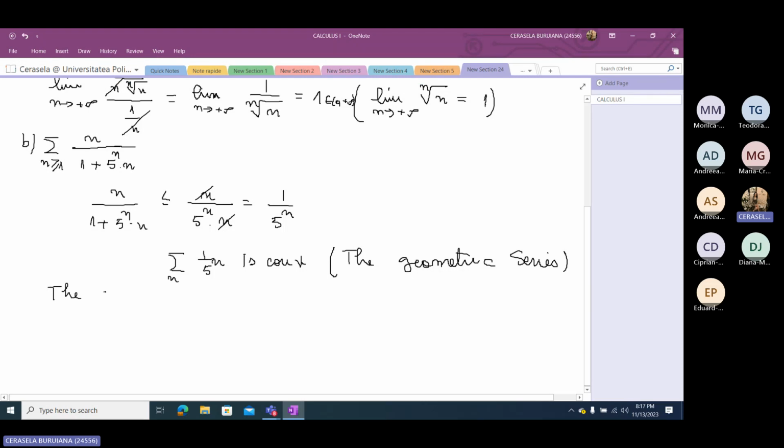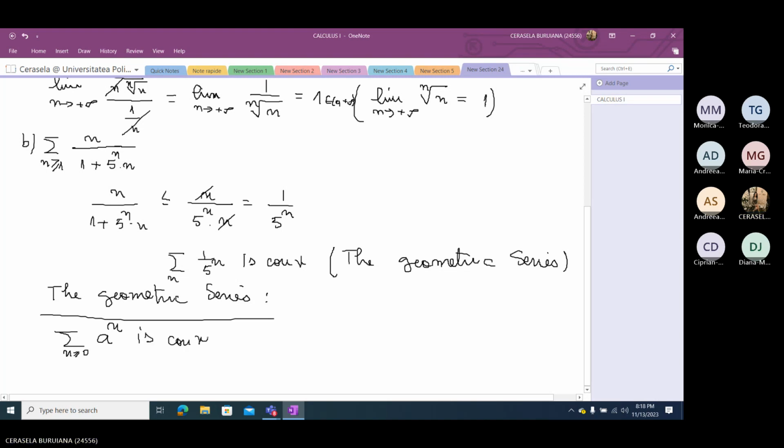The geometric series looks like this. So it will be the series of general term a power n, with n from 0. Well, what do we know about this series? It is convergent if and only if... What happens? Who can tell us?